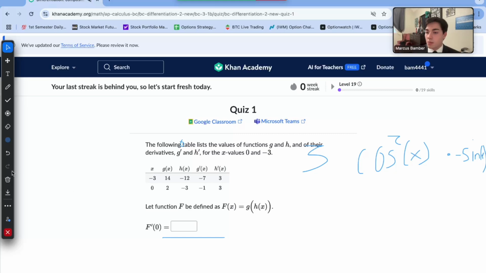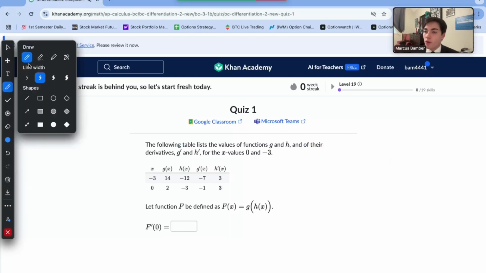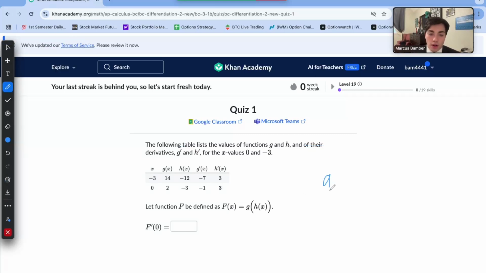Let's move on to question number 5. We have another chain rule here. So let's just quickly write it out. We're going to find the derivative of g of our h of x inside function like normal. And then we're going to multiply by the derivative of the inside. And now let's replace our x with 0. So we're going to find h of 0 and then the derivative of h at 0.